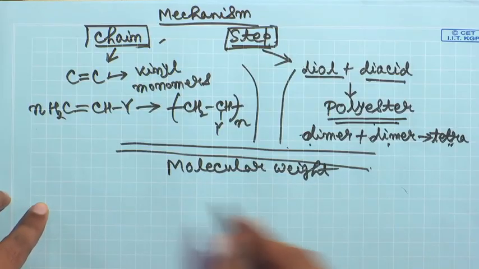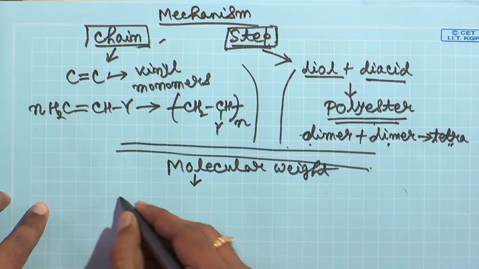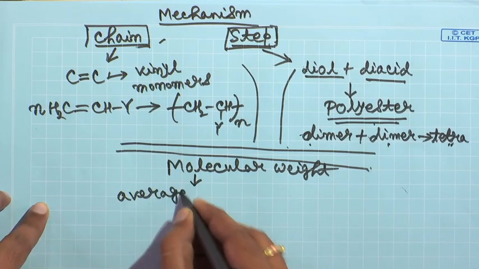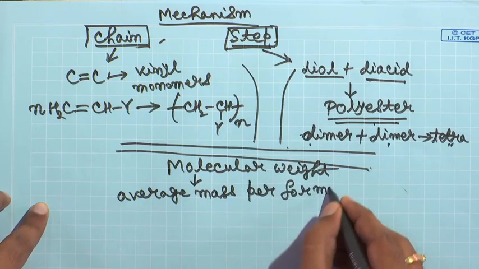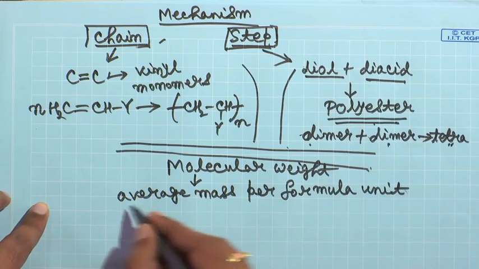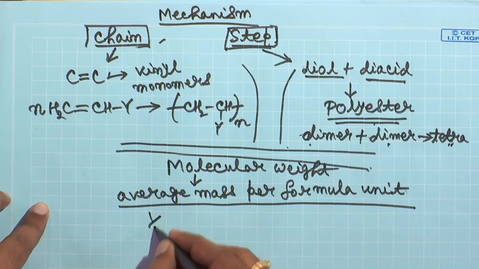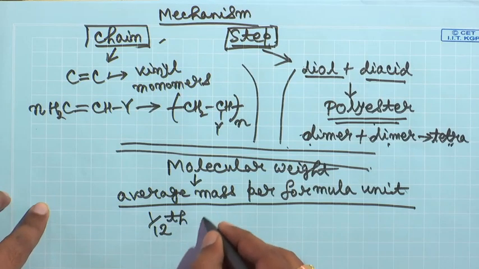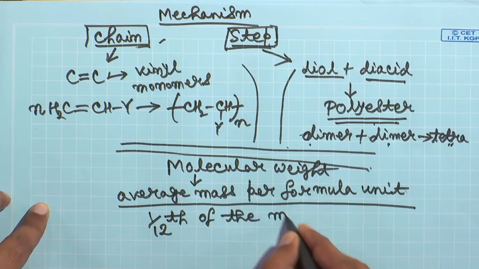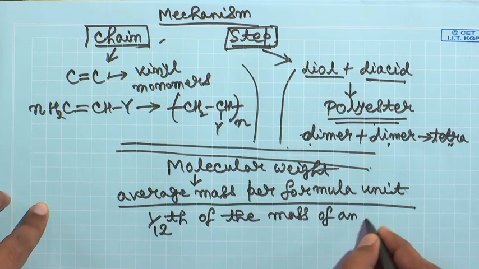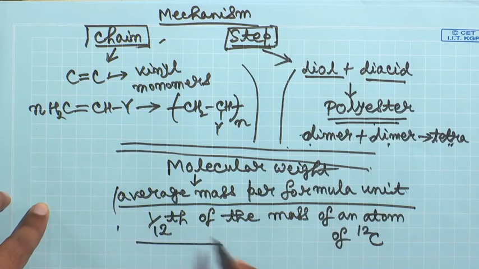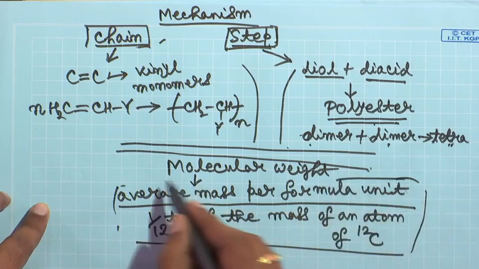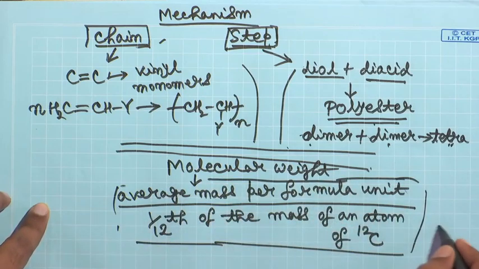Molecular weight, by its very definition, is basically like this: average mass per formula unit divided by 1/12 of the mass of an atom of 12C. So, that way molecular weight does not have a unit like gram per mole.